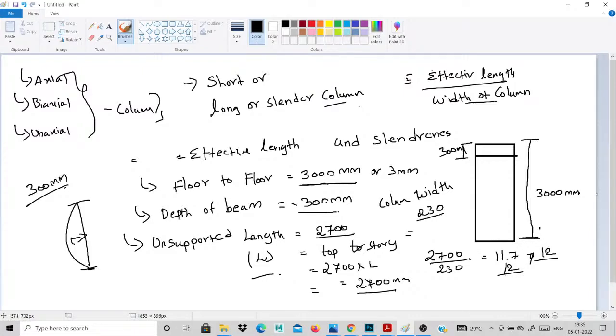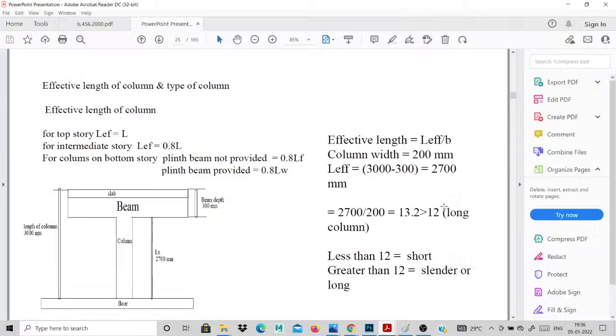So 11.7 is designed as a short column. The short column is a simple procedure, but for a long column there are so many procedures to design your columns. You simply divide by the column width. Is it 13.2? Then it is a long column. Less than 12 is a short column. Greater than 12 is a slender, long column.